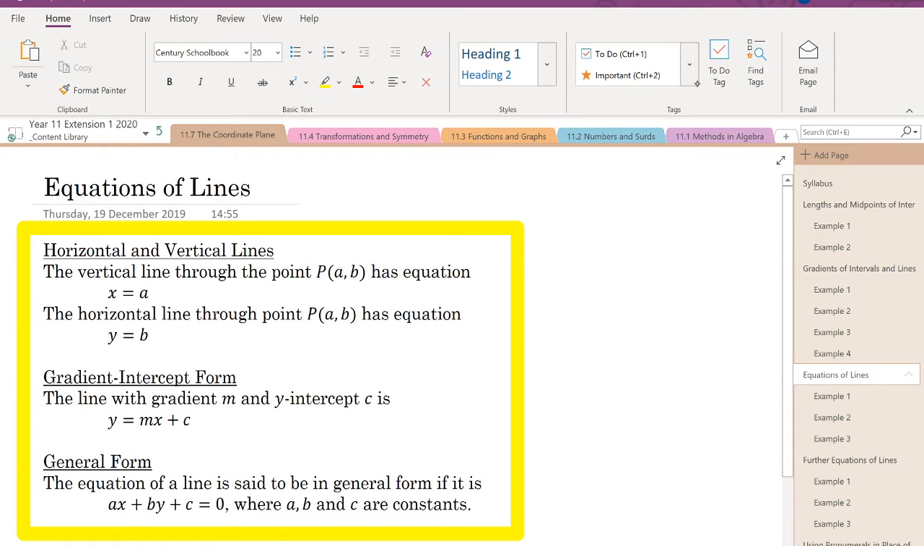We're going to do equations of lines. There's not too much theory for this one, so it's mainly going to be examples.